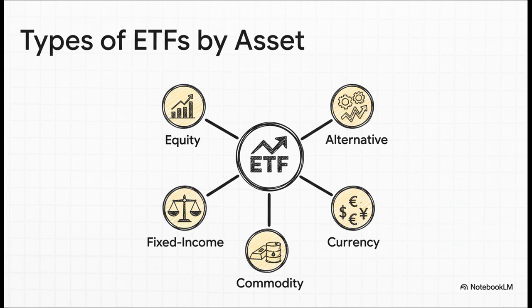And this is where ETFs get really powerful. They're not just for stocks. I mean, sure, equity ETFs that track indexes like the S&P 500 are definitely the most common type, but you can literally find an ETF for almost any asset class out there. You've got fixed income ETFs for the bond market, commodity ETFs for things like gold or oil, currency ETFs, and even what they call alternative ETFs, which track more complex stuff, like market volatility using VIX futures.